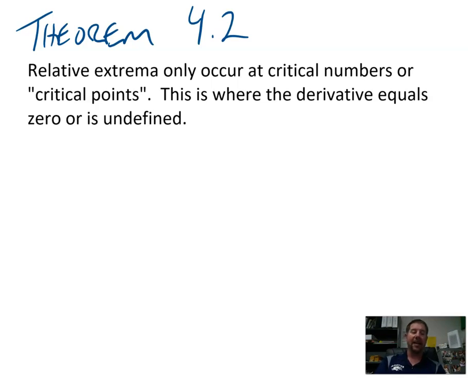Like in our opening example, we found the location of our mins and maxes by finding those horizontal tangents. That's where the derivative equals 0. That's why we're looking there, and so we call those critical points. So our relative extrema always happen where the derivative equals 0, or, watch out, we always have to remember to check this one, we sometimes forget, or it is undefined.